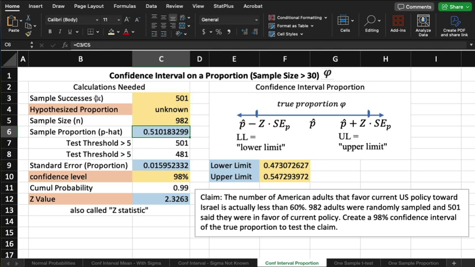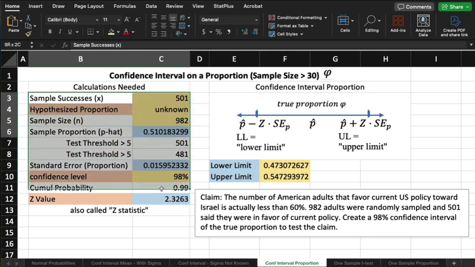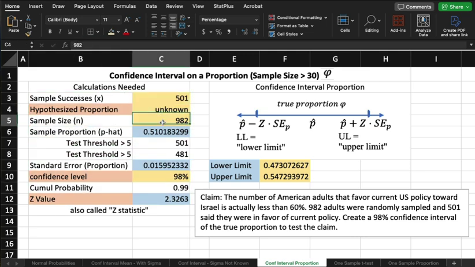You can see over here in columns B and C is where I've placed our data, just our numbers, and then we do any calculations that need to be made before we find our upper limit and our lower limit for the true proportion of adults. So let's talk about each of the things that we see over here.